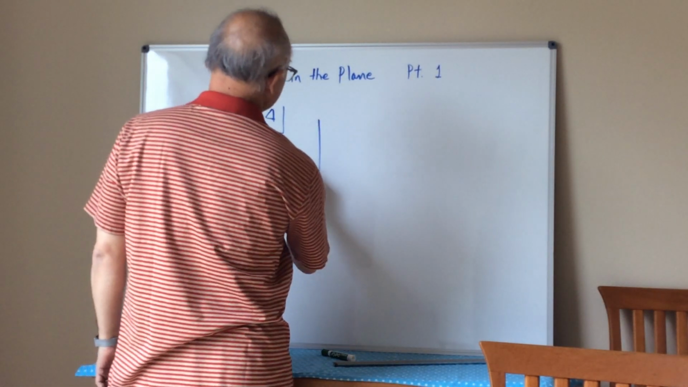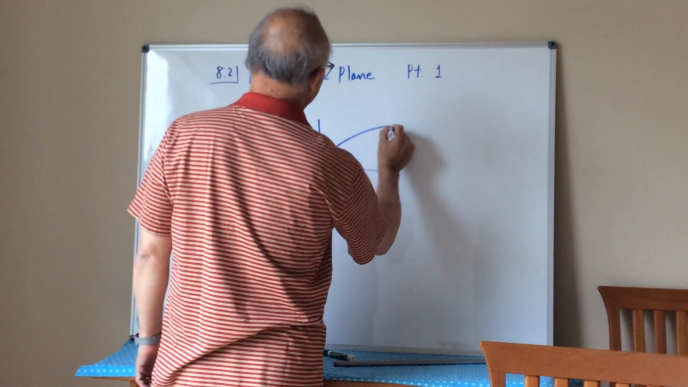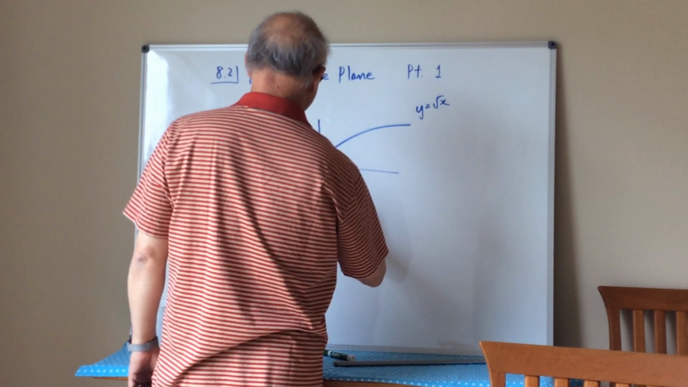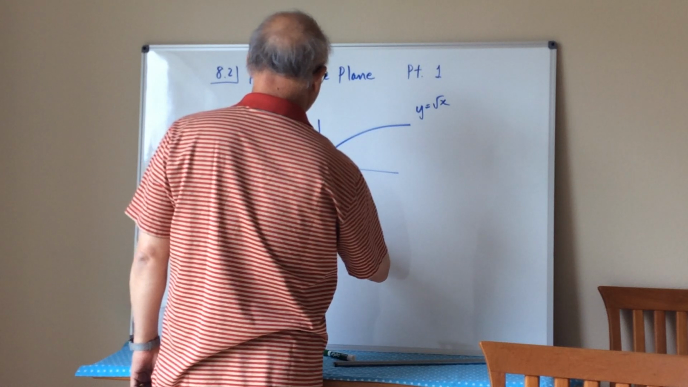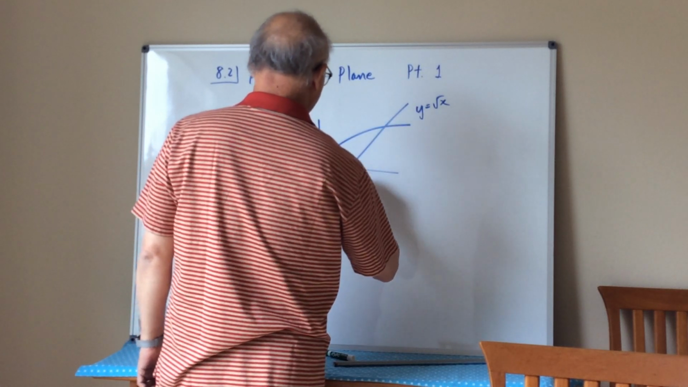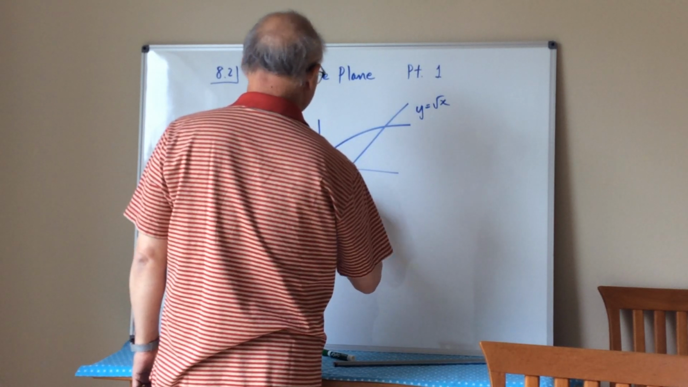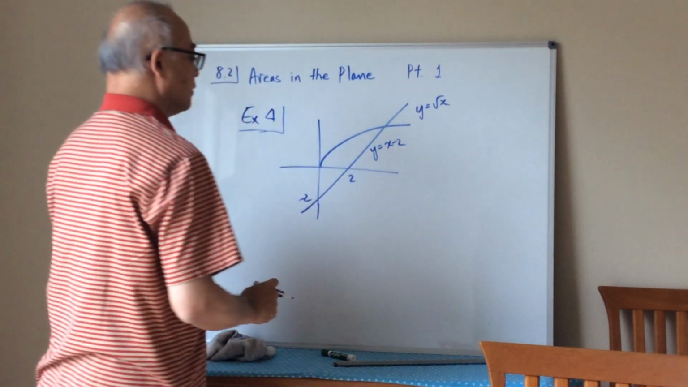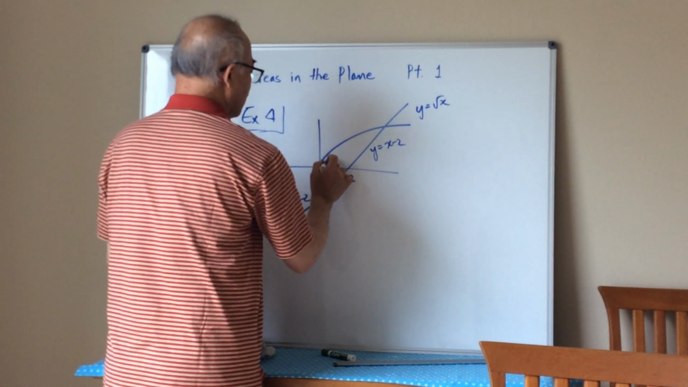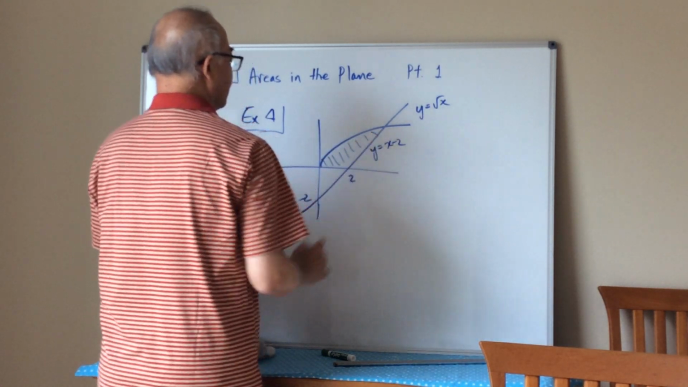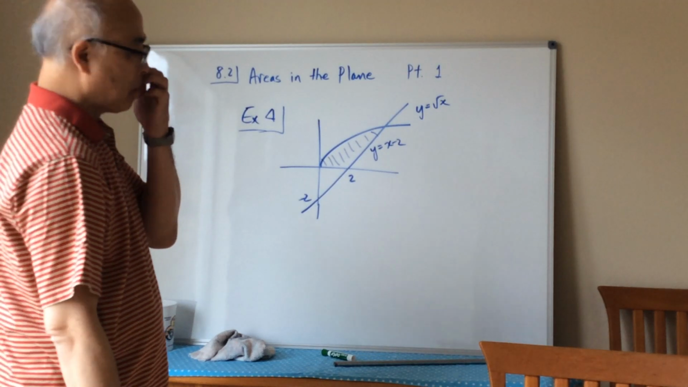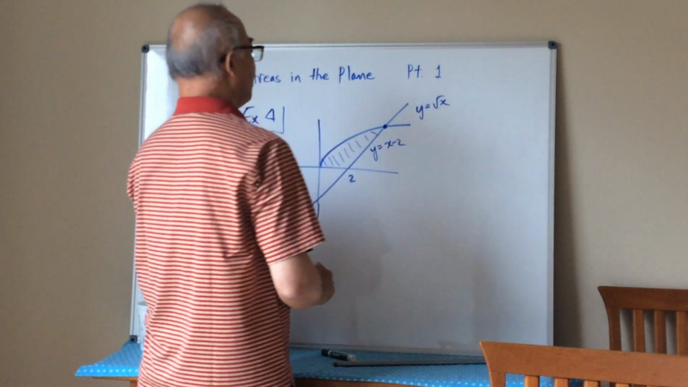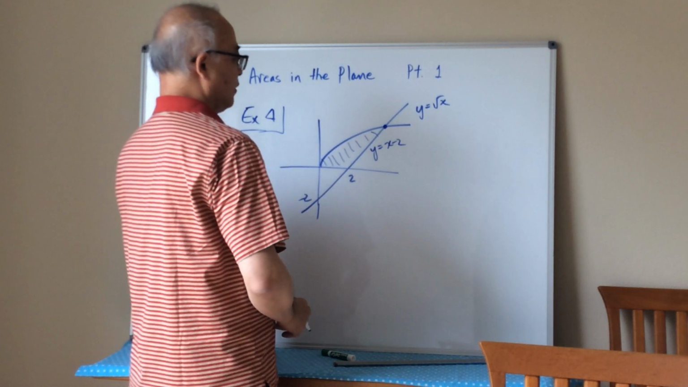So y is equal to root x, and then I have 2, negative 2. This is y is equal to x minus 2. So I want to go from here to here, right? So this is what I'm trying to find. Okay, well the problem is that, first of all I need to know this point, right? I don't know that, so I have to find that. So let's find that.